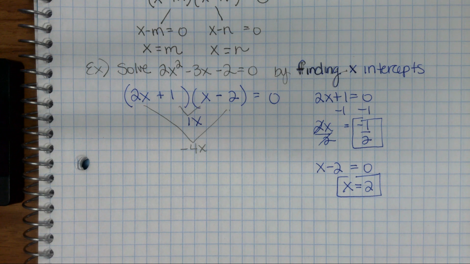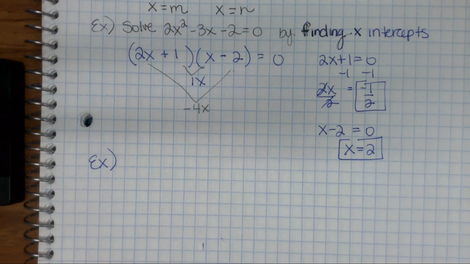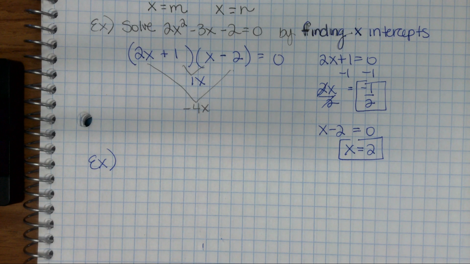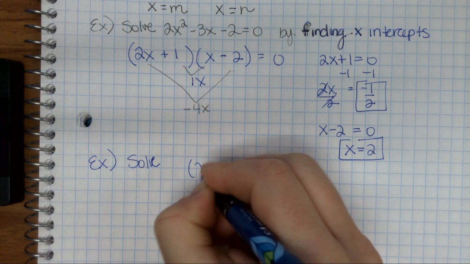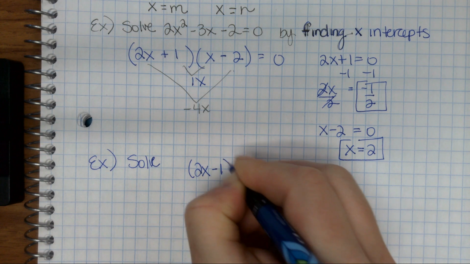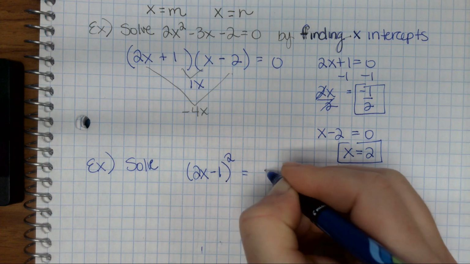All right, now, sometimes I'm going to give you something that's quadratic, and you could multiply it out and factor it, but I'm going to show you a kind of an easier way to solve it. So if I asked you to solve this, 2x minus 1 squared equals 9.